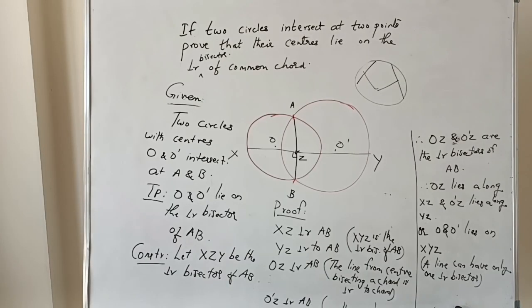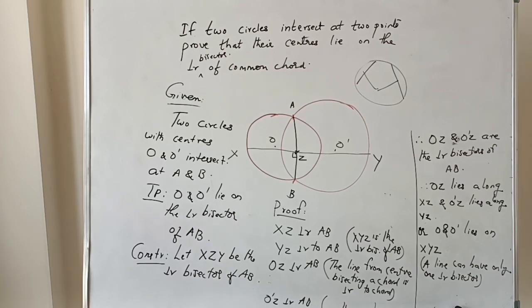Okay, so here I have written down the proof as I have explained. First I have written down what is given to you: two circles with centers O and O dash which are intersecting at A and B. Then we need to prove that O and O dash, which are the centers, lie on the perpendicular bisector of AB. Now for the construction, let XZY be the perpendicular bisector of AB. So we have just taken a perpendicular bisector of AB. We need to prove that O and O dash will lie on XZY.